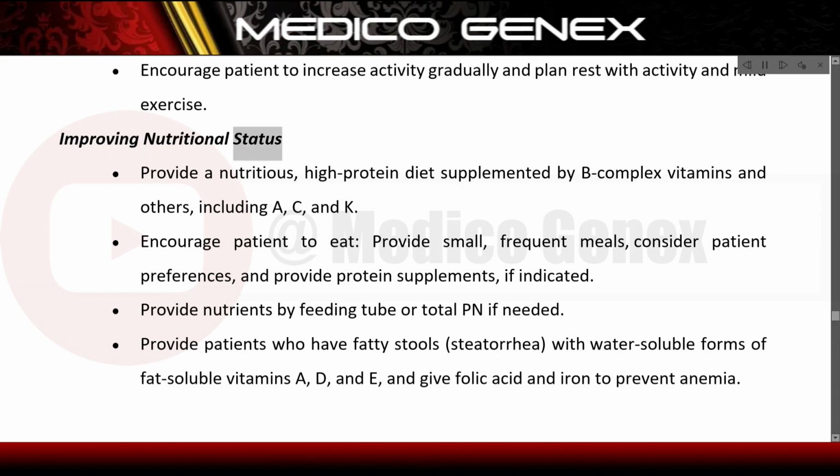Improving nutritional status. Provide a nutritious, high-protein diet supplemented by B-complex vitamins and others, including A, C, and K. Encourage patient to eat, provide small, frequent meals, consider patient preferences, and provide protein supplements, if indicated. Provide nutrients by feeding tube or total PN if needed. Provide patients who have fatty stools, steatorrhea, with water-soluble forms of fat-soluble vitamins A, D, and E, and give folic acid and iron to prevent anemia.